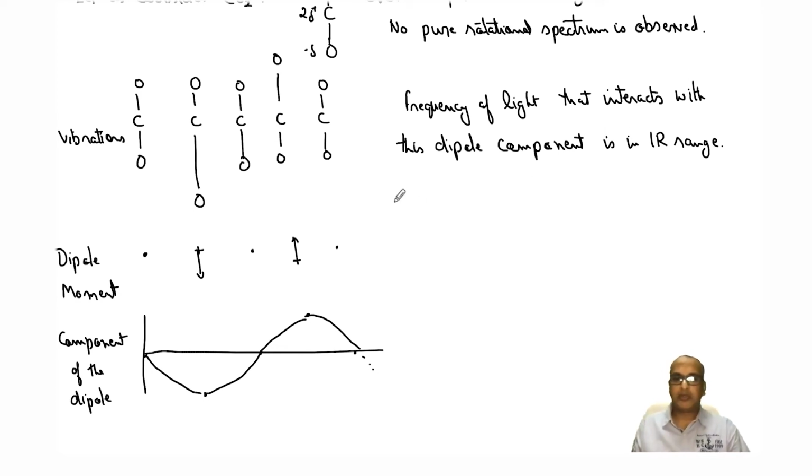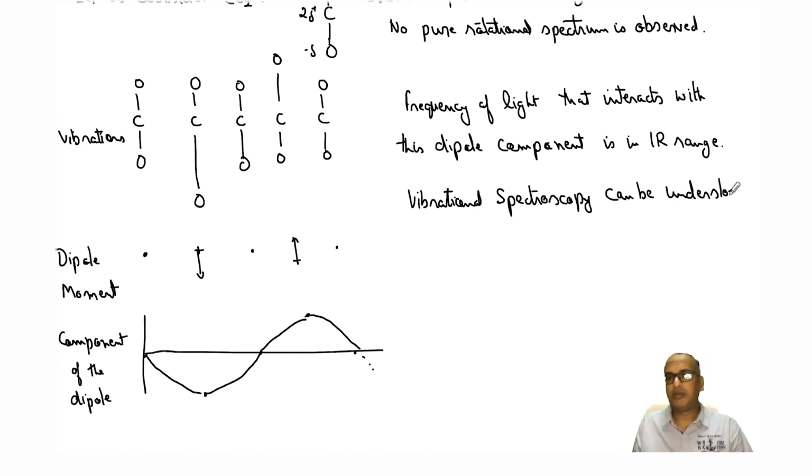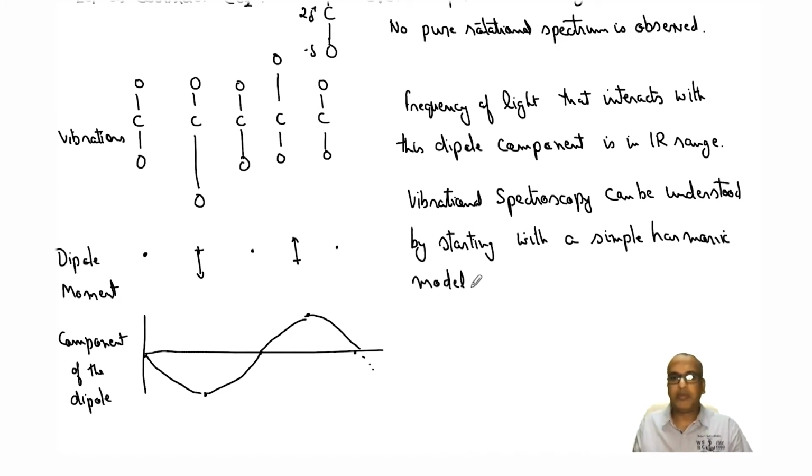So vibrational spectroscopy can be understood when, again, let us consider a diatomic molecule. So we can say vibrational spectroscopy can be understood by starting with a simple harmonic model. So what is a simple harmonic model?